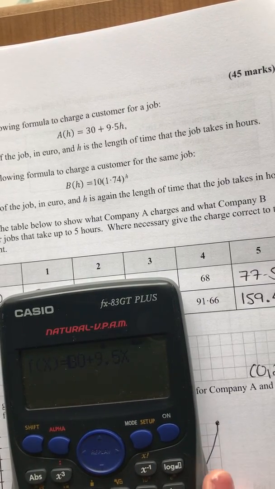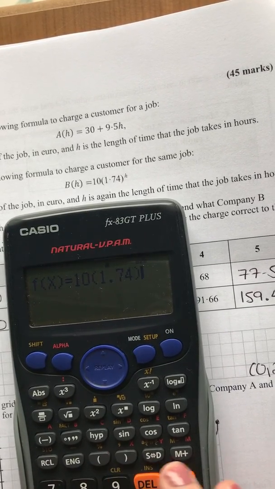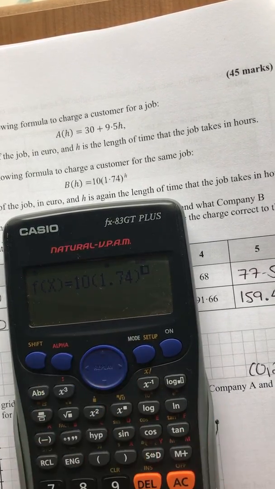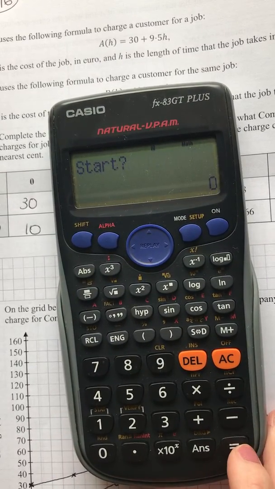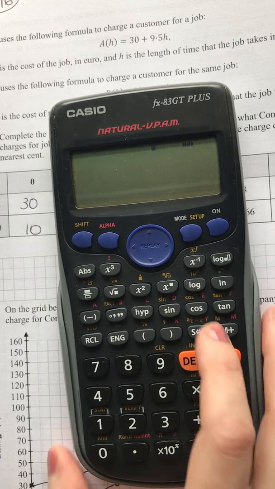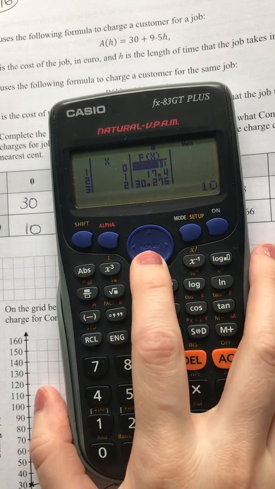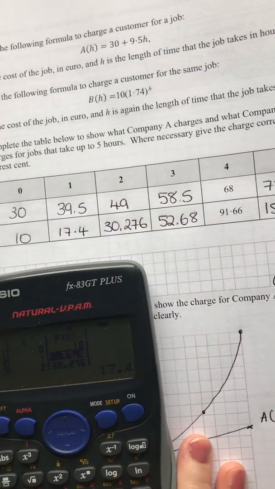Then I cleared it and I went with the second function there, which is 10 bracket 1.74 to the power of x, because h is just x, same thing, equals. It starts at 0, ends at 5 again in steps of 1, and then in your table here you can see all the different values which I've subbed in to the bottom part of the table here.